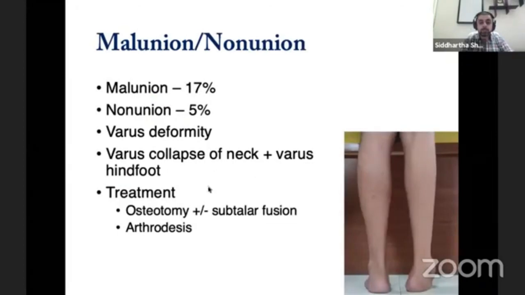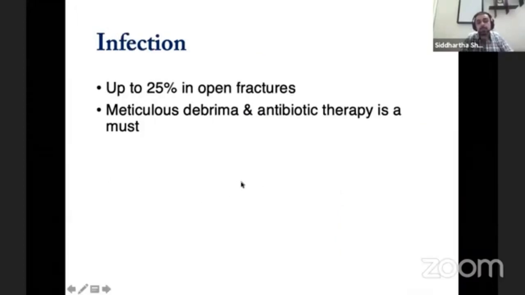Malunion is also an underdiagnosed complication. Now, a malunion of a talar neck presents with a hindfoot varus. There is collapse and shortening of the medial part of the talus as well as a medial tilt of the heel. So, a treatment, if the ankle joint is congruent, would be to do a medial opening wedge osteotomy of the talus with or without arthrodesis of the subtalar joint.